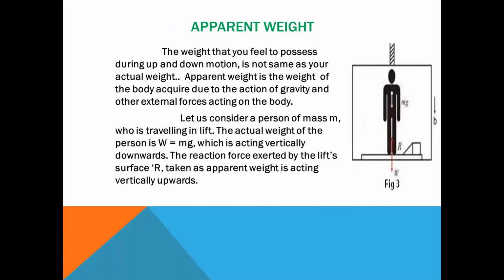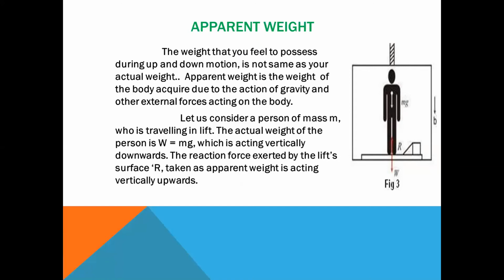Next one is apparent weight. What is apparent weight? The weight that you feel to possess during up and down motion is not the same as your actual weight. So when you go in a lift, you can experience this up and down motion. The apparent weight is the weight of the body acquired due to the action of gravity and other external forces acting on the body. Let us consider a person of mass m who is traveling in a lift.